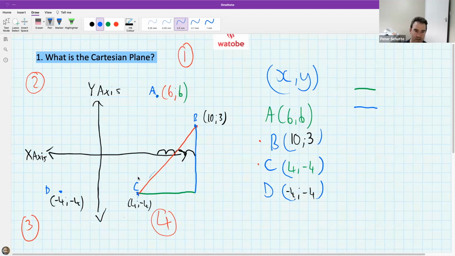So let's count. 1, 2, 3, 6. So that would be 6 units. And then what would the blue one be? 7.